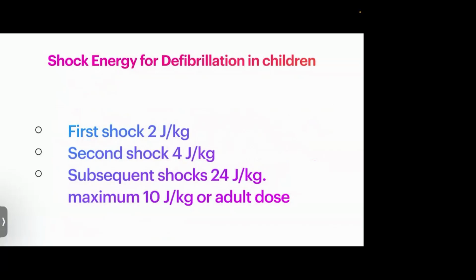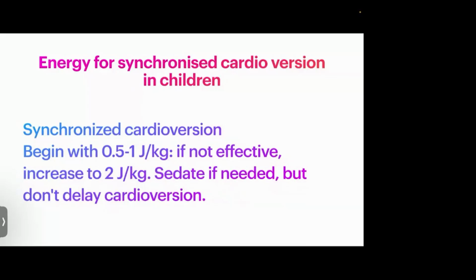Now, in case of defibrillation for children, you don't use so much energy. The usual dictum is for the first shock, use 2 joules per kg. For the second shock, use 4 joules per kg. If subsequent shocks are required, then 2 to 4 joules per kg, but a maximum of 10 joules per kg can be delivered. If the subject is of a higher body weight, then you can also go as high as the adult dose, depending upon the weight of the child.